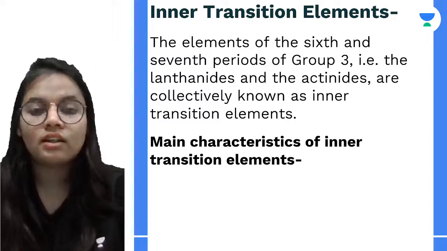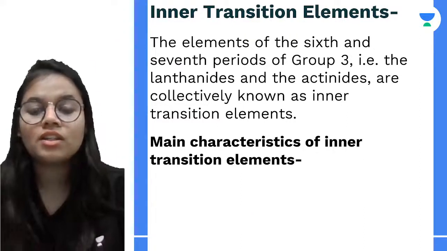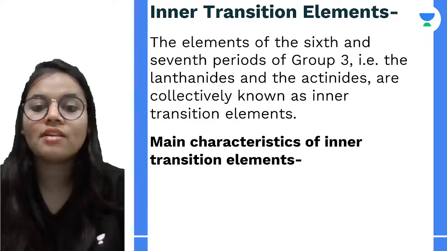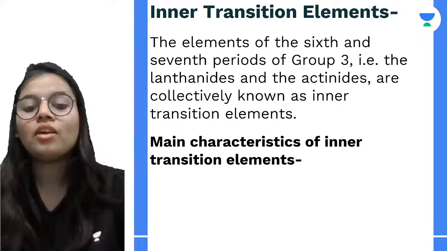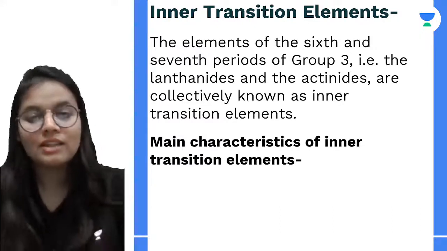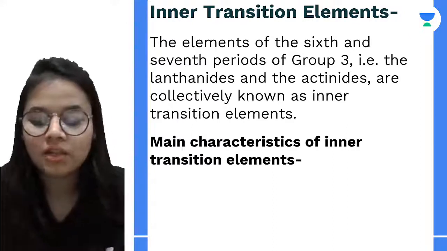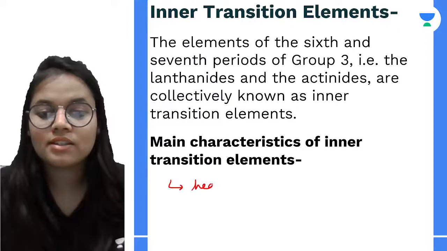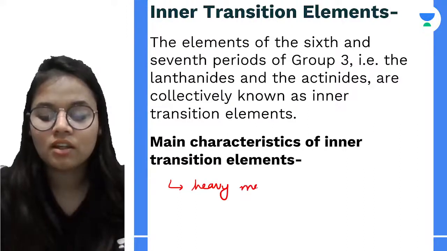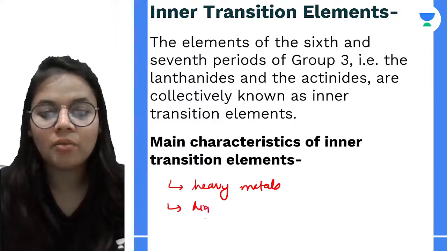Next is inner transition elements. Inner transition elements are located in the 6th and 7th period of group 3. They are known as lanthanides and actinides, and they are not present in the main body of the periodic table. If I talk about their characteristics, they are heavy metals, and they also have high melting and boiling points.